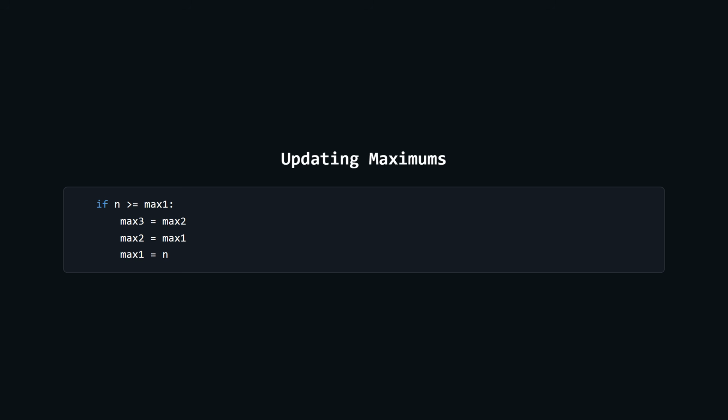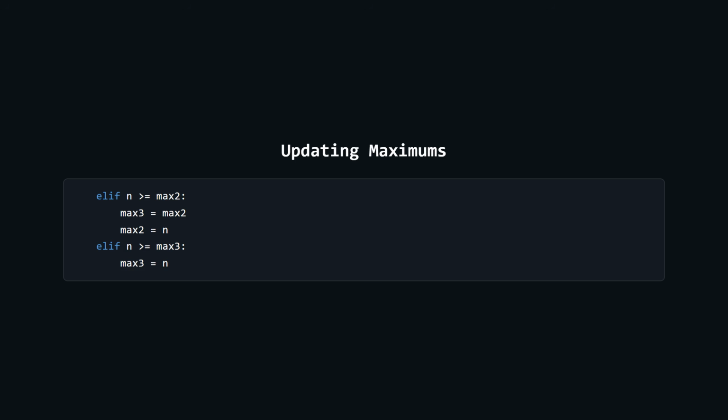Then we do the exact same logic for the maximums. If the new number is the biggest we've seen, it becomes max1. The old max1 slides down to max2. And the old max2 slides down to max3. We also have cascade checks for max2 and max3. If it beats max2, max2 slides down. If it only beats max3, it just replaces max3 directly.